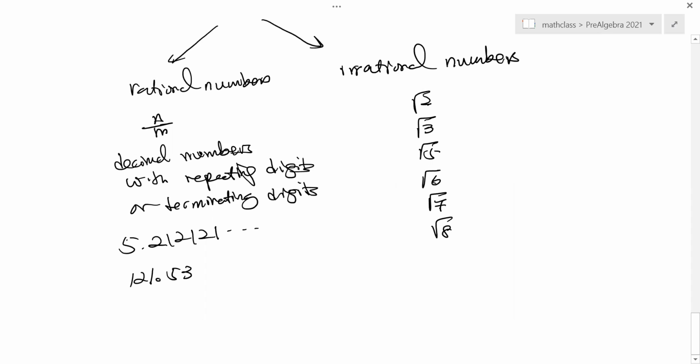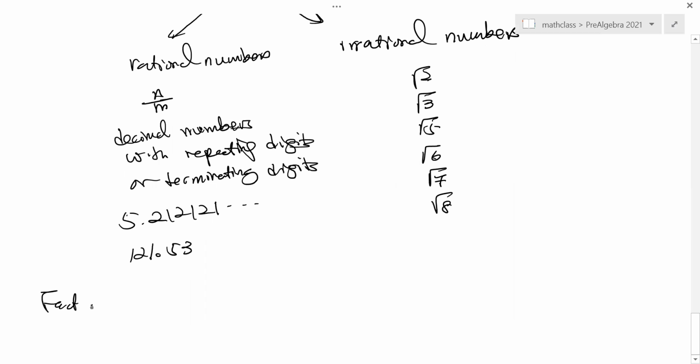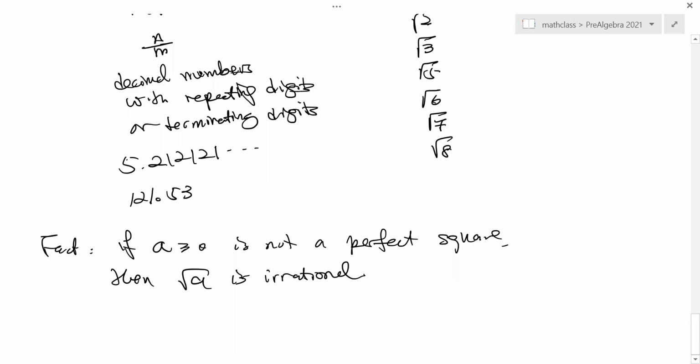You can jump to the general conclusion. If the number a is not a perfect square, then the square root of a in general is irrational. Okay, that's a fact actually. If a, now a is nonnegative and not a perfect square, then square root a is irrational. Right? You cannot express it.